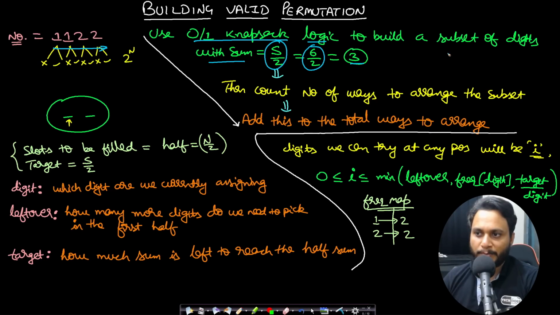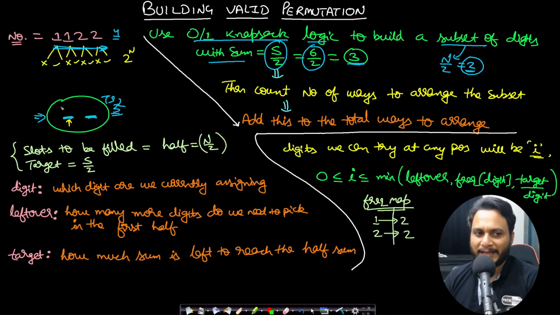And once you have built a valid subset, we know that the number of items in the subset is going to be n by 2, where n is the number of digits, which is 4 in this case, so n by 2 is going to be 2. So I will form a subset having just 2 elements in such a way that if you add up these 2 digits, it will equal the sum of all the digits by 2, which is going to be 3. Okay, that is my goal. The target sum must be 3 and the number of digits must be equal to 2 for this particular example.